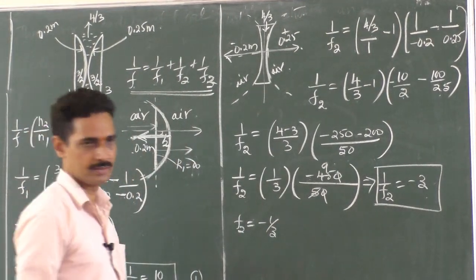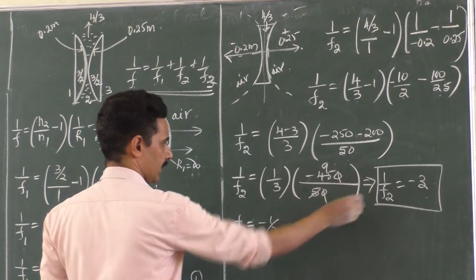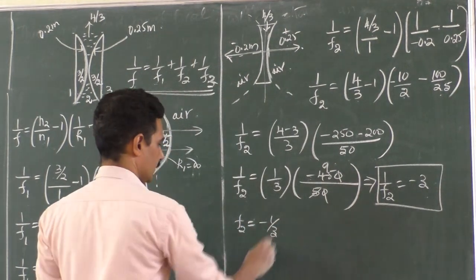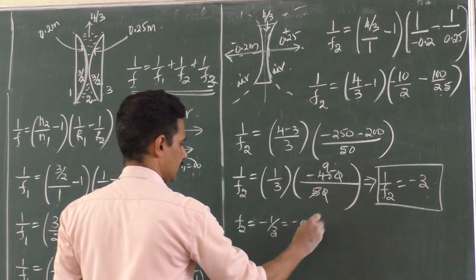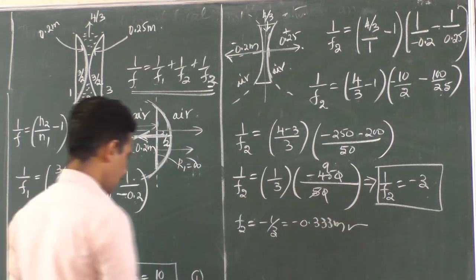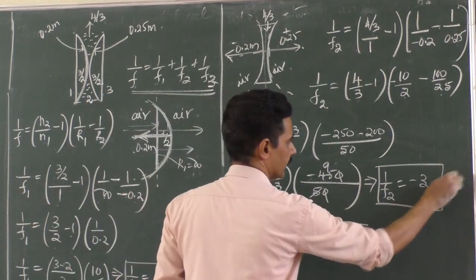Okay, it is 0.333. So this is not needed for us. Of course, individual focal lengths, if they were asked, then you have to find it out. So this is 0.333 meters. We got it as negative. This is okay. Now we got the second focal length.